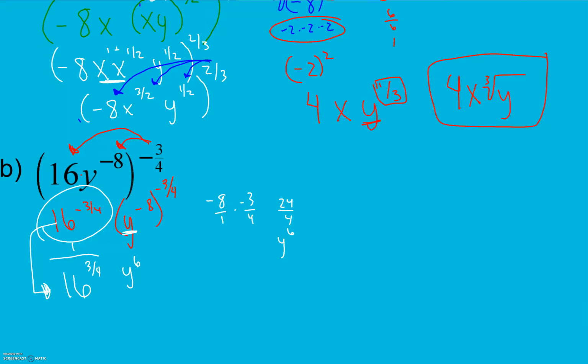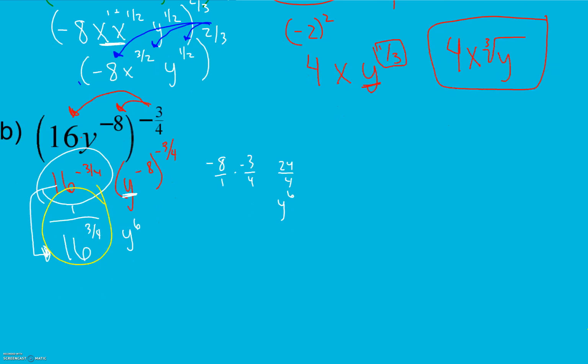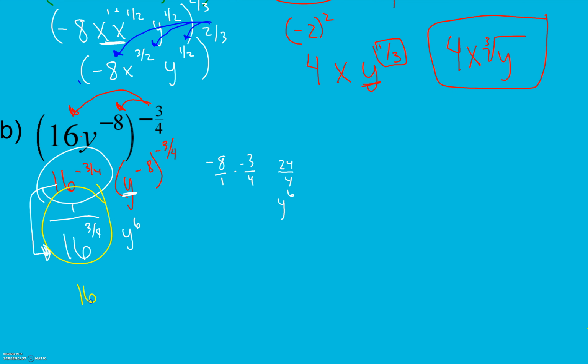I still need to simplify this part. So I'm going to rewrite 16. My base becomes my radicand. My denominator becomes my index. And my numerator becomes my exponent. And again, it doesn't matter if that 3 is on the outside or inside with the 16. Doesn't matter at all. 16 is 4 times 4, or 2 times 2. So I get 2 to the 4th power.